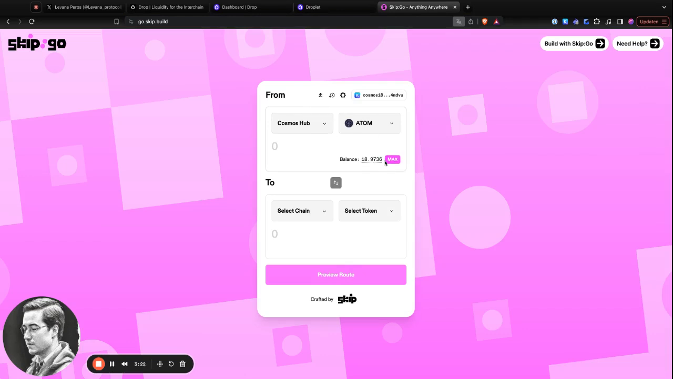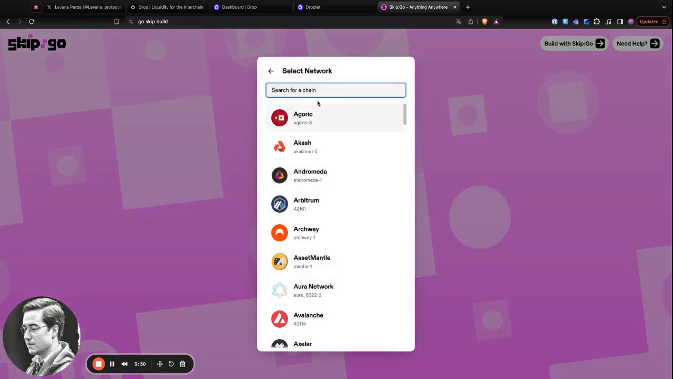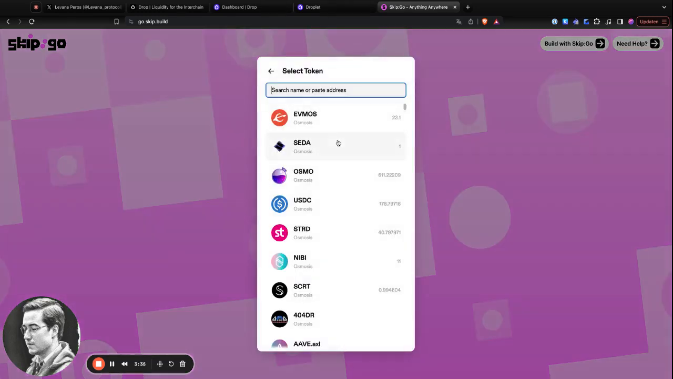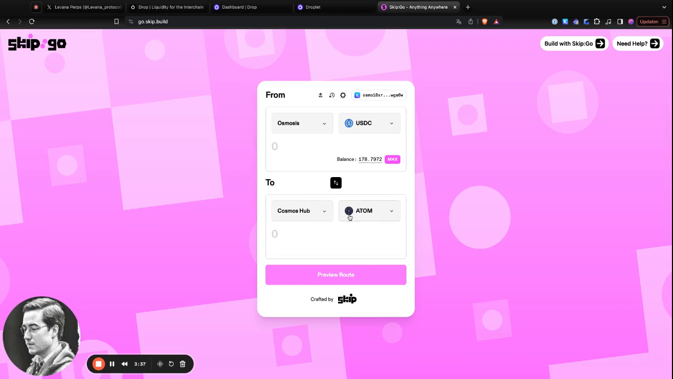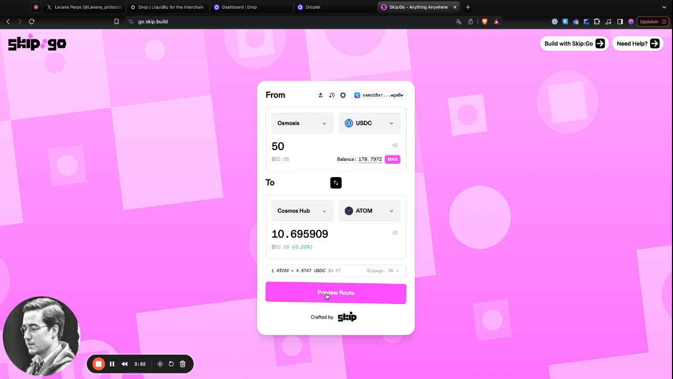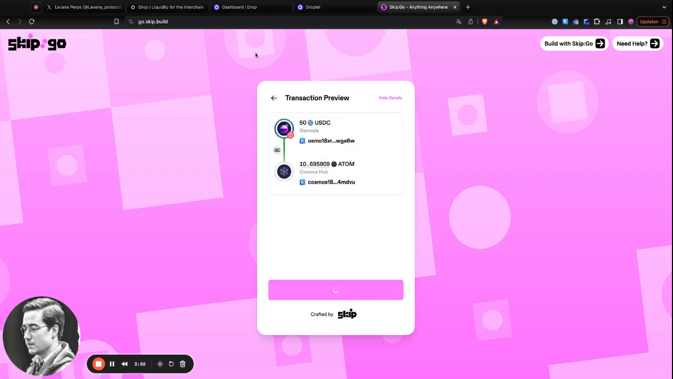I already have 18 Atom on Cosmos Hub, but you can also start with USD if that's what you have. I have some more USD on Osmosis, so I'm going to buy some additional Atom, because I want to put up a position for roughly 20 Atom. So I'm going to buy some more Atom. Let's buy roughly 10, and then we're going to use them in Drop to get going.